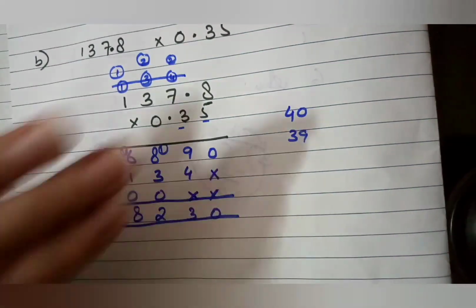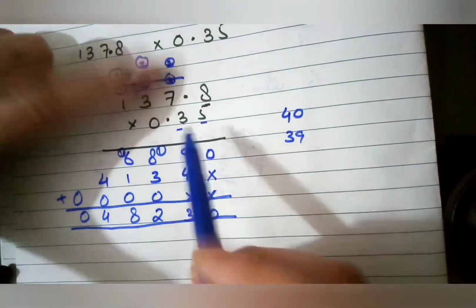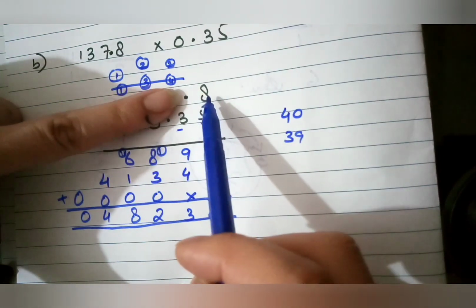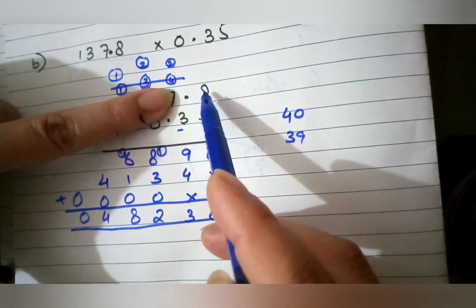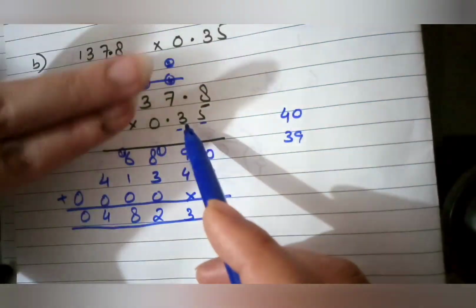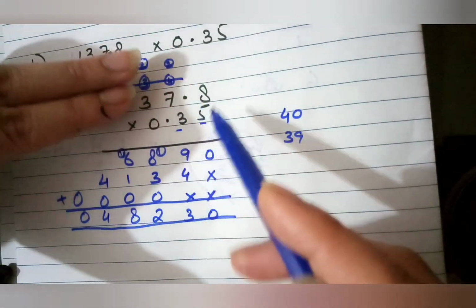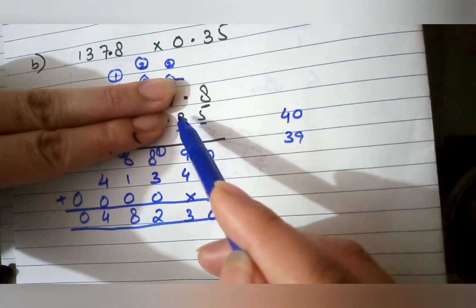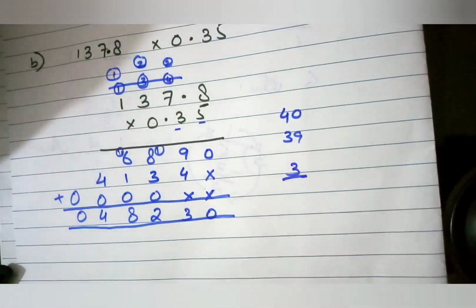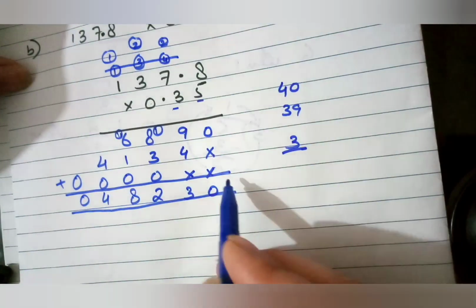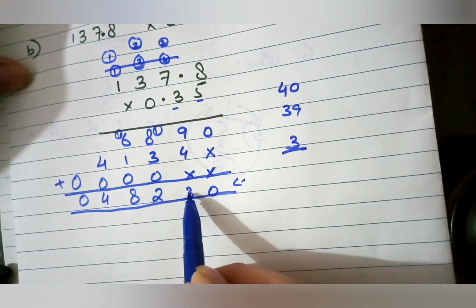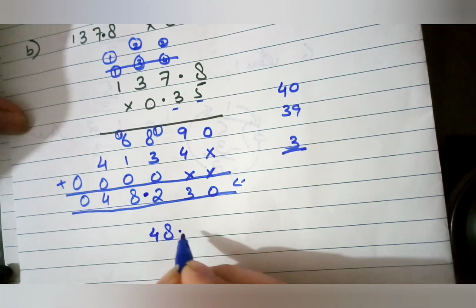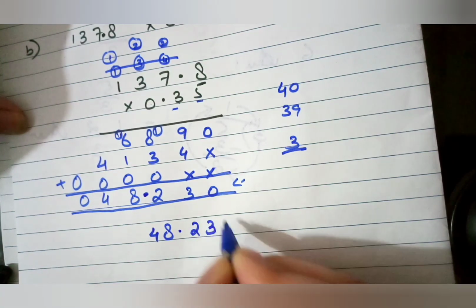Now, again, count the point. In the first term we have only one digit after the point, and in the second there are 2. So add all the digits after the point in the two terms: 1, 2, 3. We have 3 digits after the point. So count from your right side, 1, 2, 3, and place the point here. So we have the answer 48.230. You can also write the 0.